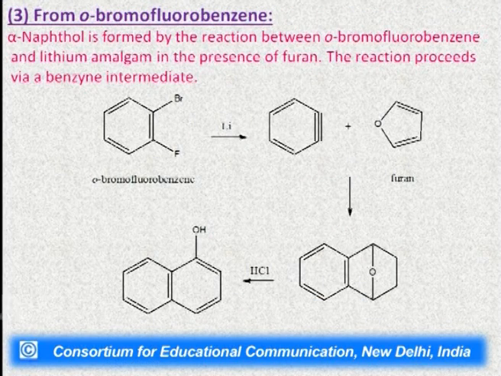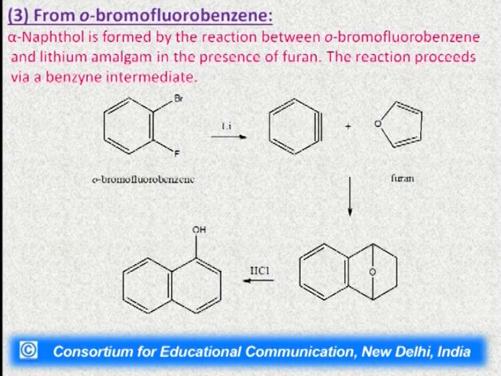We can also prepare alpha naphthol from ortho-bromofluorobenzene. This ortho-bromofluorobenzene, on reaction with lithium amalgam in the presence of a hetero compound, furan, will give an intermediate, which on reaction with hydrochloric acid will give us the alpha naphthol.